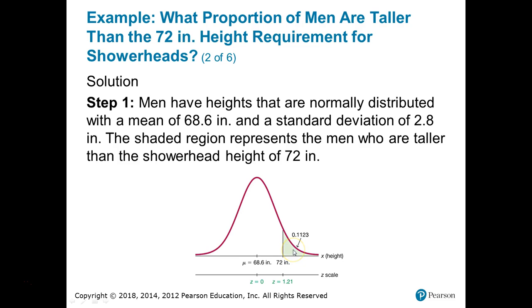Okay, first things first, you have to make this a standard normal distribution. So we're going to make that mean back to 0, and then we're going to get the z-score of this 72 inches right here. So 72 minus 68.6 divided by 2.8 gives me 1.21. Now I can get the probability using that 1.21. Again, when you look at the z-score for 1.21, it's not going to give you that green shaded region. It's going to give you to the left of that green shaded region.